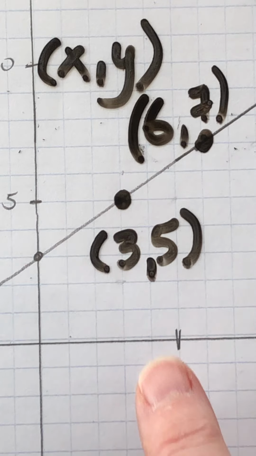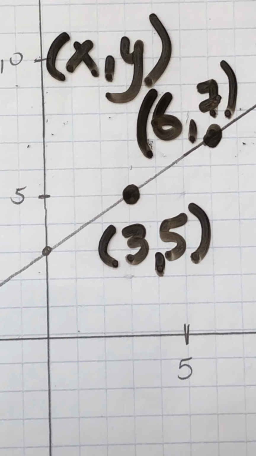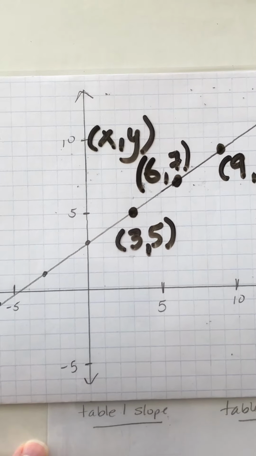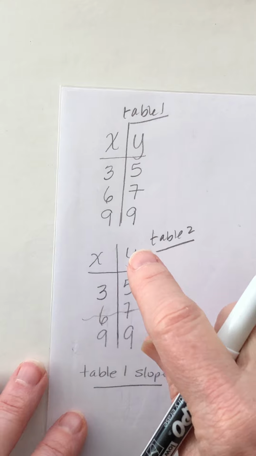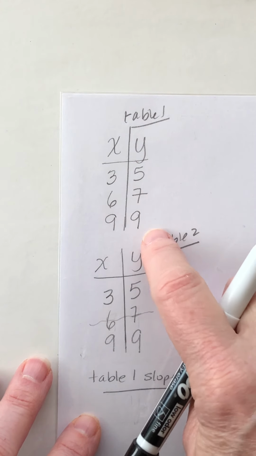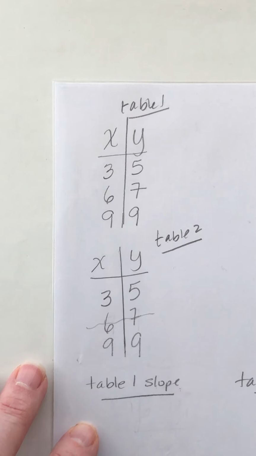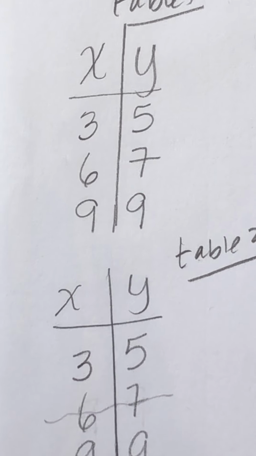Okay. So I have 3, 5, 6, 7, and 9, 9. So I'm going to put those points into a table. And I have 3, 5, 6, 7, and 9, 9. That's how I caught my mistake, because I already had this table set up.